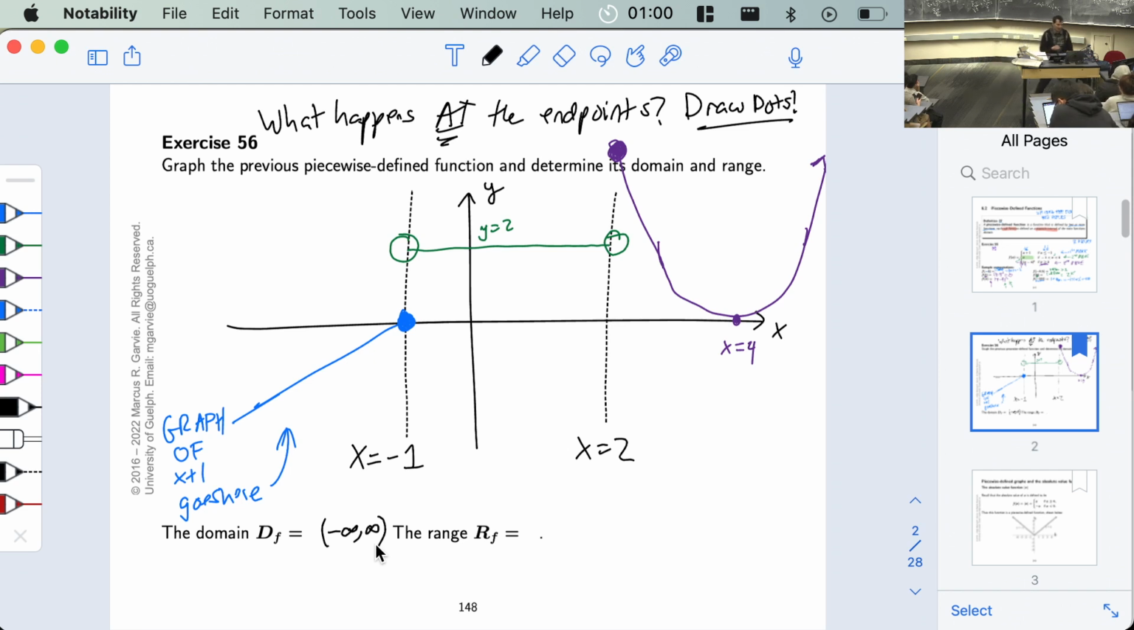What is the range? OK, the range is the same idea, but for the y values. All the negative y values are covered by the blue graph. And the purple graph gets all the positive numbers, right? So between the blue graph and the purple graph, we have covered everything, minus infinity to infinity. The green graph also covers 2, but we already covered that, so it doesn't help. OK, so the domain is everything. The range is everything. Piecewise functions.